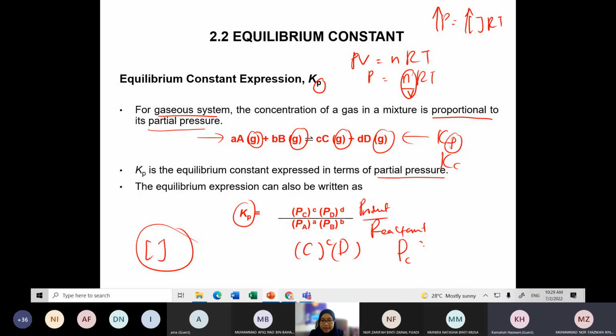This is for C, raised to a power of c, which we can get from the equation, times the partial pressure for D raised to a power of d. This you can also get from the balanced equation, over the reactants: partial pressure for A and partial pressure for B, both raised to their own powers, which we get from the coefficients of the balanced equation. Basically it's the same. It's just that for KP we use partial pressure, and for KC we use concentration.